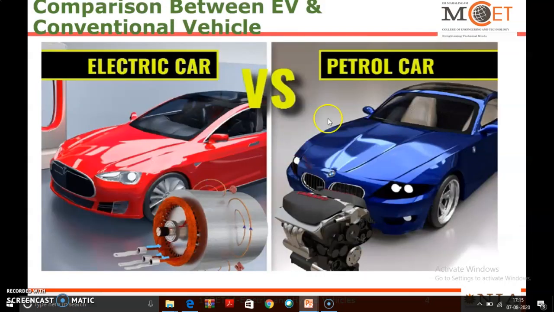Next. Here is a comparison between the electric vehicle and the conventional vehicle. This is the electric vehicle or electric car, and this is a conventional car or a petrol car. We know that the electric car uses an electric motor for its mobilization, whereas the conventional vehicle or petrol car uses an internal combustion engine for its mobilization or propulsion.